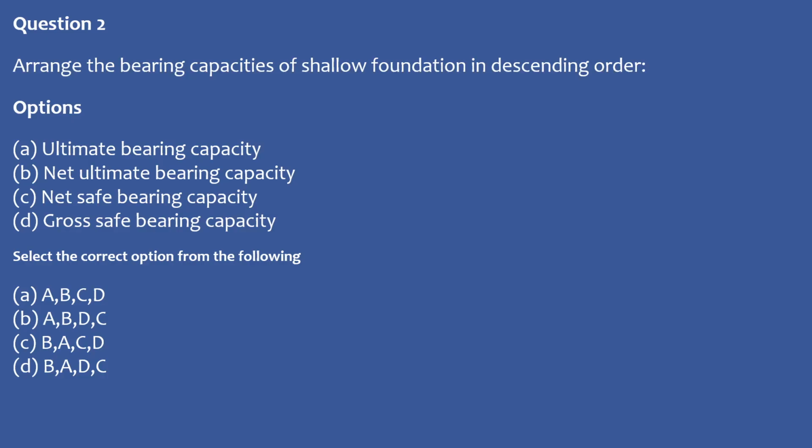And here comes the next question. You need to arrange the bearing capacity of the soil foundation in the descending order. You have four cases: the ultimate bearing capacity, net ultimate bearing capacity, net safe bearing capacity, and the gross safe bearing capacity. Please arrange them. We'll solve this within 2 minutes.